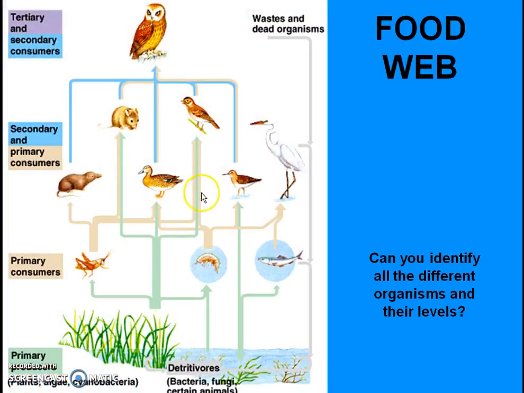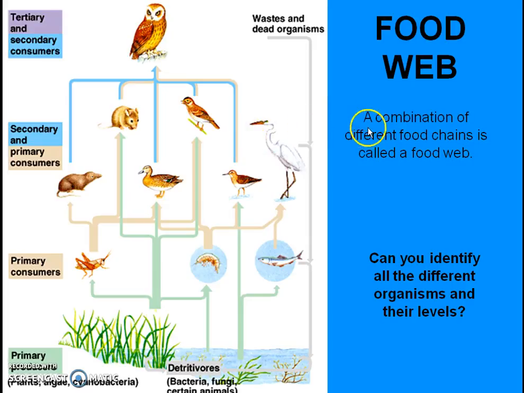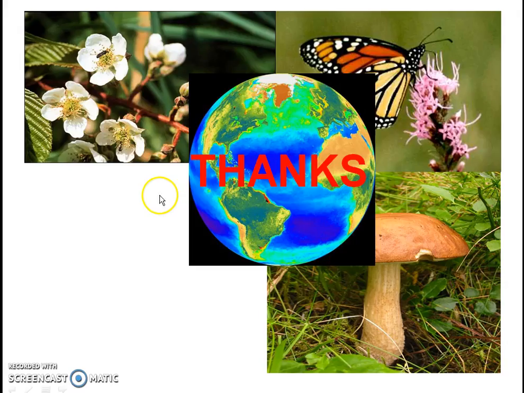In the ecosystem there are many types of food chains, and these food chains are intermingled with each other, that is, they intersect, and they make a food web or net. A combination of different food chains is called a food web.